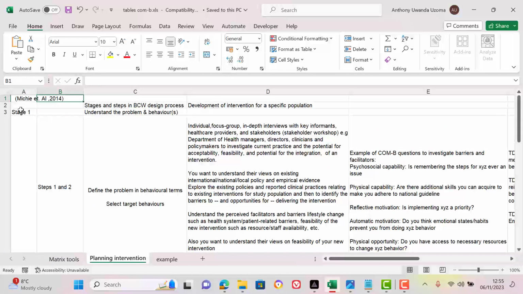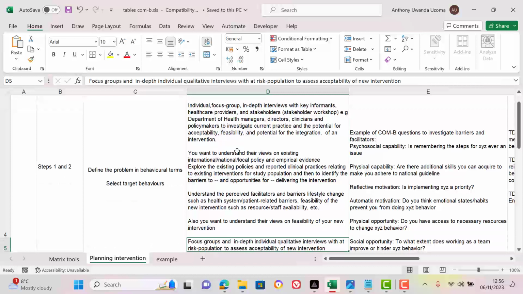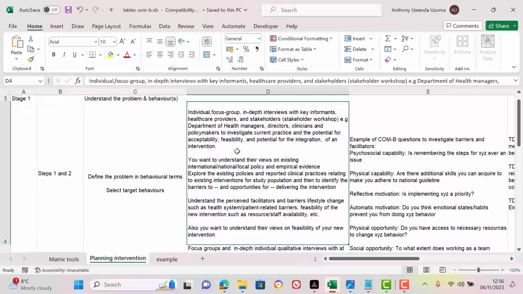Now basically, how do you define a problem? Step one is to define the problem in behavioral terms. Step two is to select target behaviors. So how do you know what the problem is, and what behavior to target? The first thing you need to do is gather data, gather behavioral insight data.